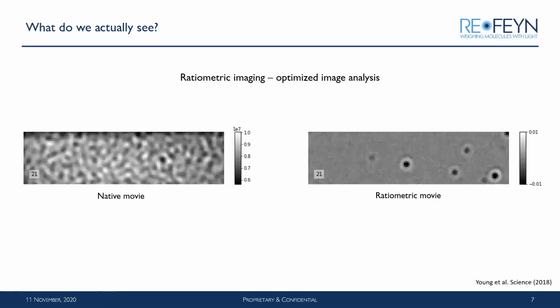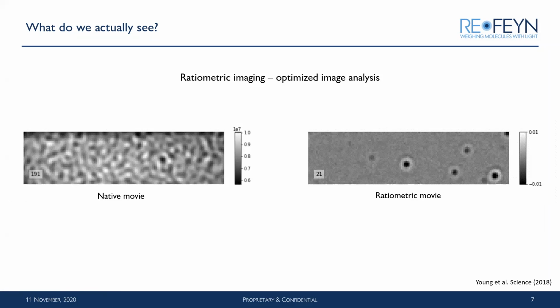And I wanted to show you what we actually see in our experiments. So as I showed before, what we see in the camera is the combination of the scattered light and the reflected light. And if we look at the native movies, it looks like this. So you would say, okay, nothing happens here. It's actually quite, I would say, boring. But this is a result of the fact that we have a really strong reflection from the glass-water interface.